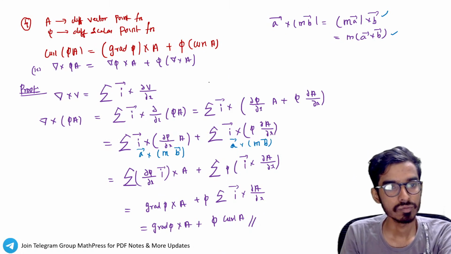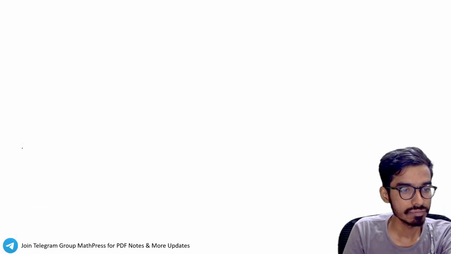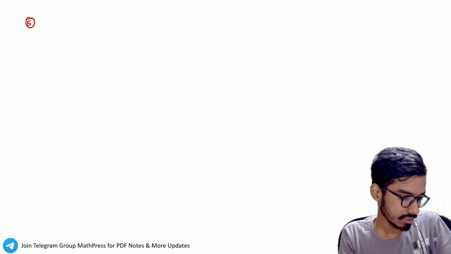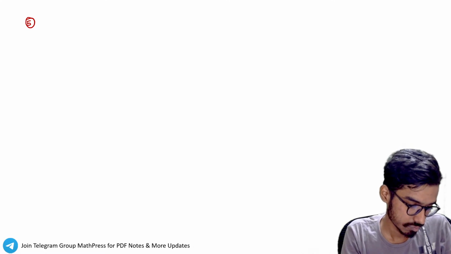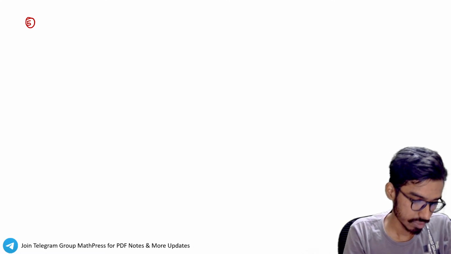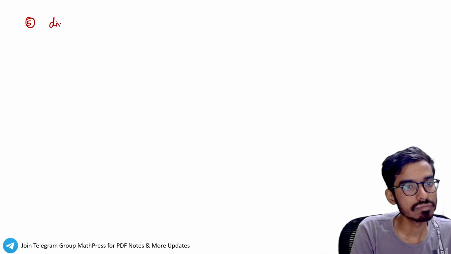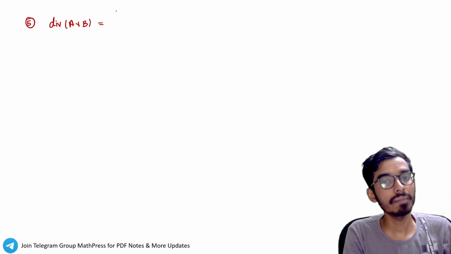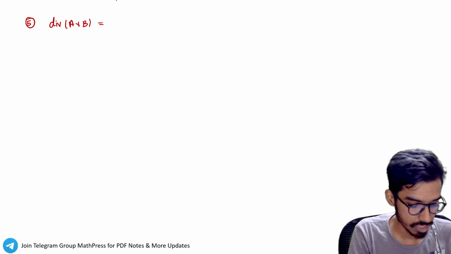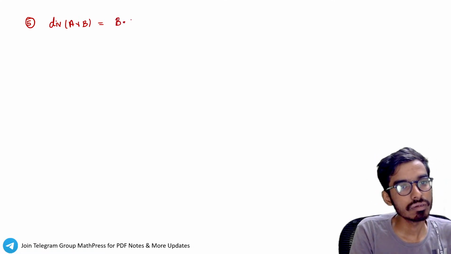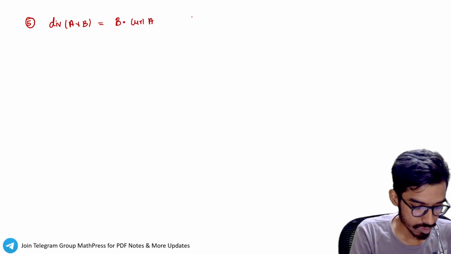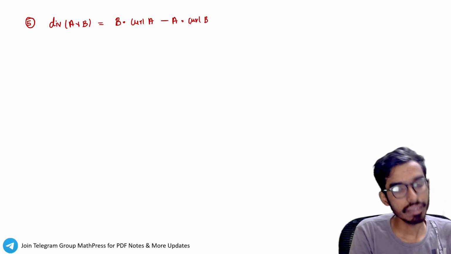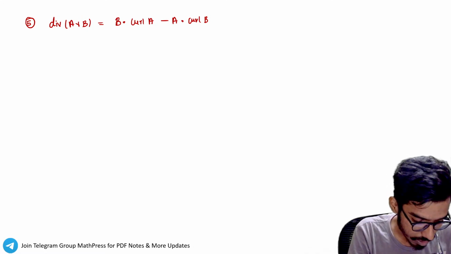Okay. So we move on to the fifth identity. The fifth identity is divergence of A cross B. We already proved divergence of A plus B is div A plus div B, but here we have A cross B. It is B dot curl A minus A dot curl B. So this is what the next identity is.